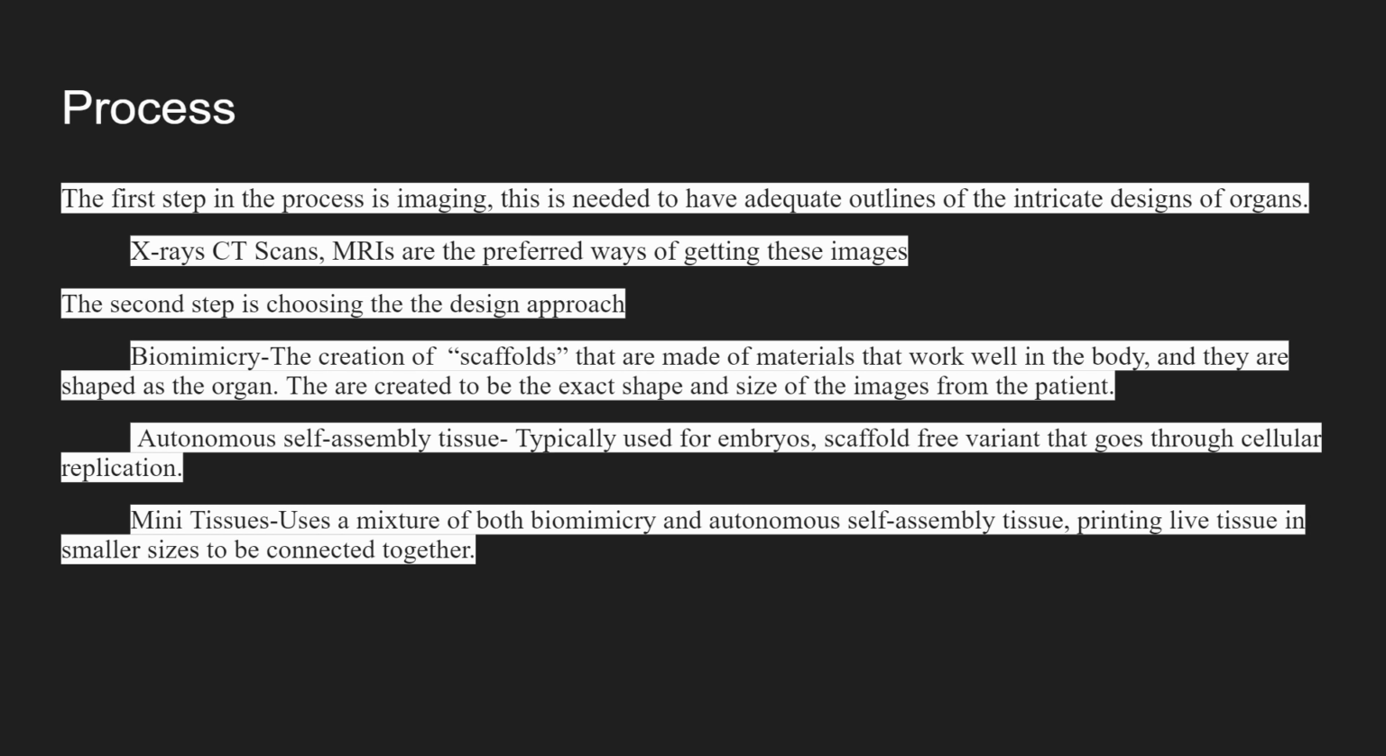Biomimicry, the creation of scaffolds that are made up of materials that work well in the body, and they are shaped as the organ. They are created to be the exact shape and size of the images from the patient. Autonomous self-assembly tissue, typically used for embryos, is a scaffold-free variant that goes through cellular replication. Mini tissues use a mixture of both biomimicry and autonomous self-assembly tissue, printing live tissues in smaller sizes to be connected together.